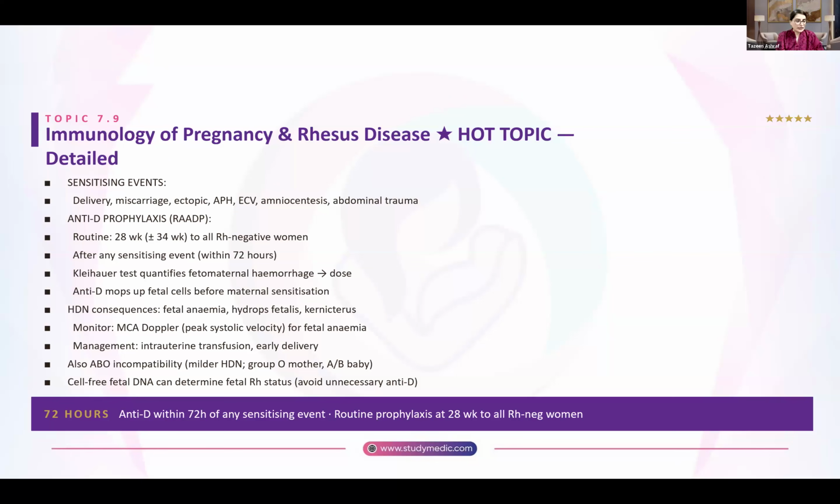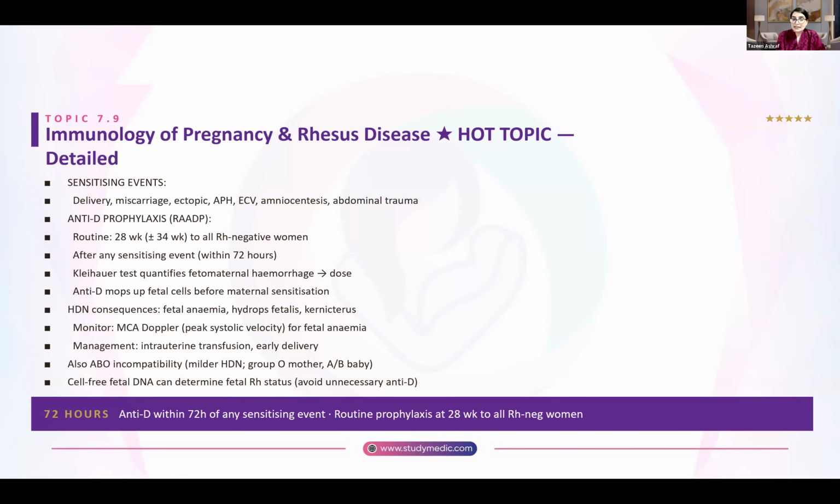Okay, ABO incompatibility can also be there, which can be mild hemolytic disease of the newborn, or which can be severe hemolytic disease of the newborn. So all these things we have to take care of.